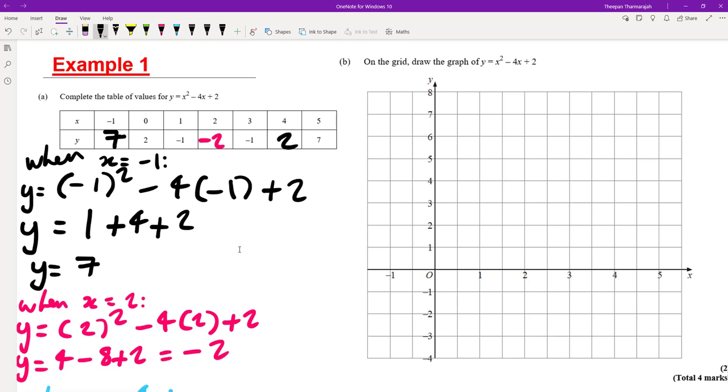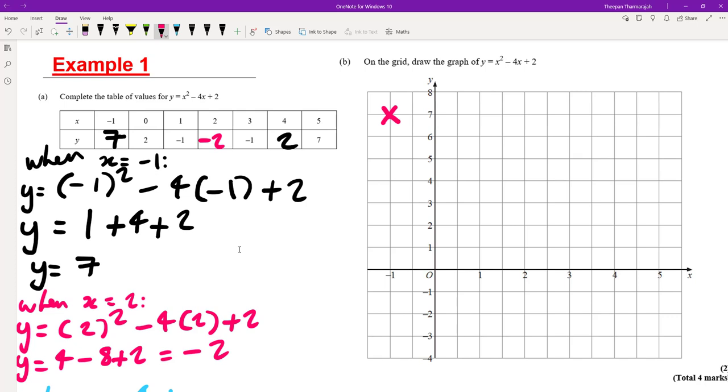So we get minus 1 for x and y for 7. When x is 2, y is minus 2, and the last value we had to work out when x equals 4 was y equals 2. Now what we're going to do is plot the graph. So we go across to minus 1 and we go up to positive 7. So we can draw a nice cross here.